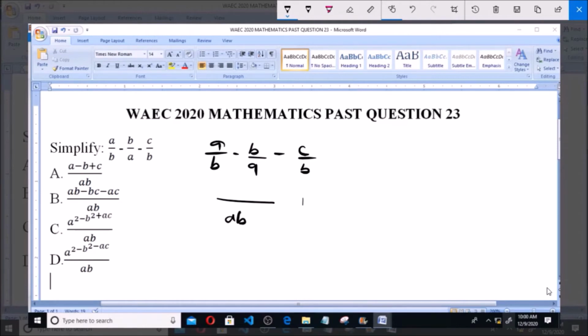Now b into ab, b cancels b, giving us a. So a times a will give us a square. A into ab, a cancels a, giving us b. B times b will give us b square, so minus b square. Then b into ab, b cancels b, giving us a. A times c will give us minus ac. So we have a square minus b square minus ac all over ab, and this is the answer to the question. Looking at it, that is option D.